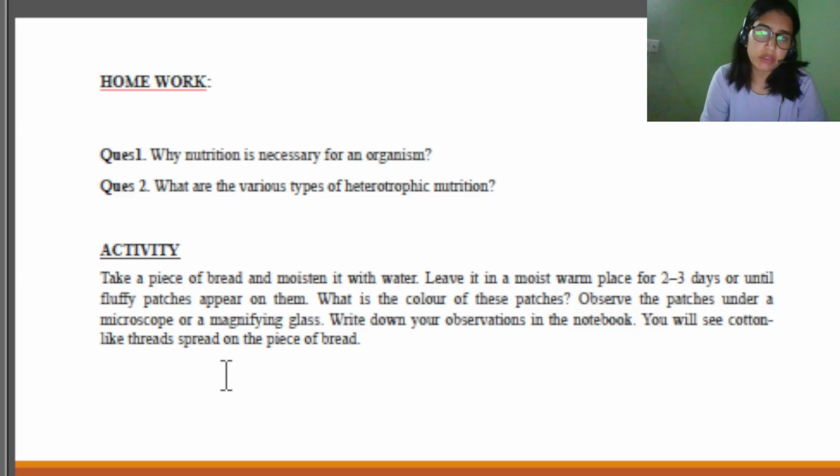You'll observe the patches under a microscope. It will be difficult to have a microscope in your home. So if you are going to school and you are in a lab, you can observe that under the microscope, or a magnifying glass would be enough. You'll be writing down your observations in the notebook, and you will see cotton-like threads, or we can say white or greenish threads, spread on the piece of bread. I hope you will be able to do this activity properly.